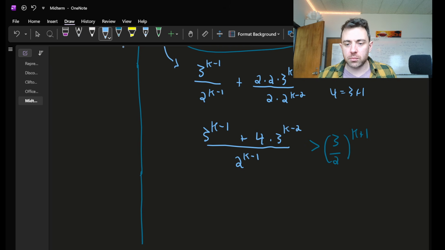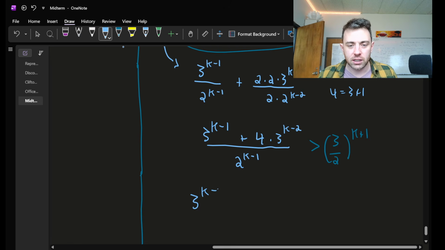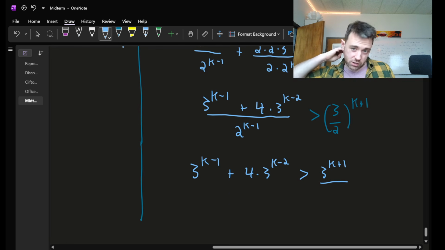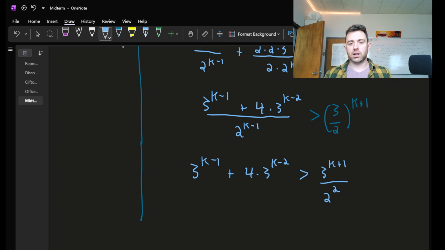What am I saying here? Okay, I can try and multiply this denominator across, right? So I'm going to get 3k minus 1 plus 4 times 3 to the k minus 2 bigger than 3 to the k plus 1. And what do I have in the denominator here? I'm going to have 2 squared. I'm going to have 2 squared left over. Okay.